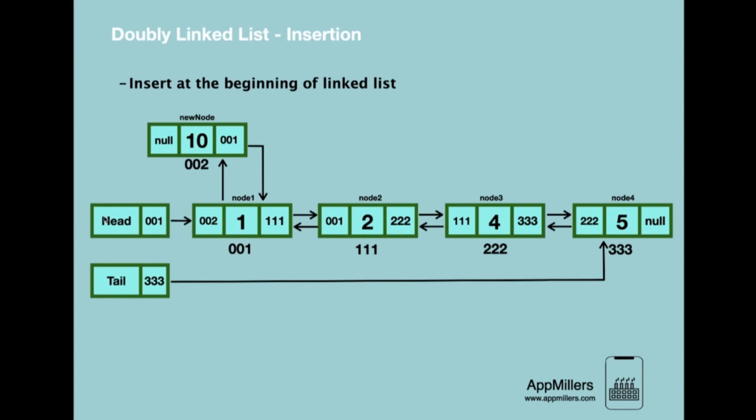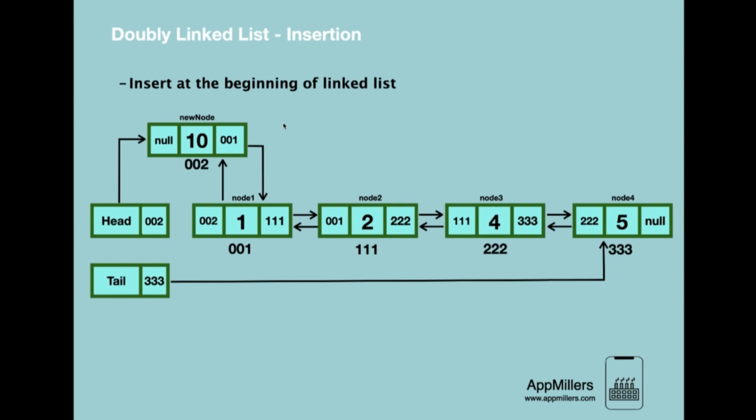Then finally, we need to create a link between the head and this new node, because the new node becomes the first node in our double linked list, so the head should point to the new node. By updating the head reference to the physical location of the new node, we are creating a link between the head and this new node. After creating this link, the link between the head and node 1 will be destroyed. So with this, inserting a node at the beginning of a double linked list is complete.